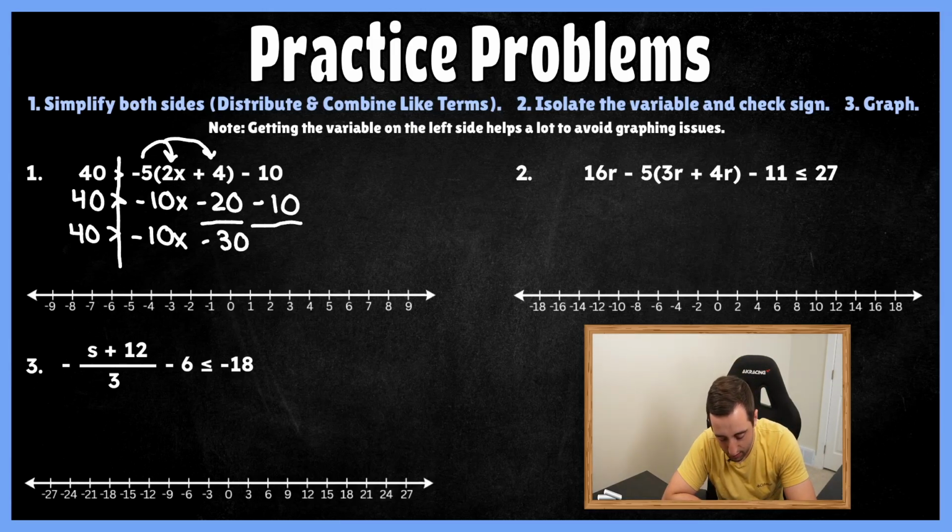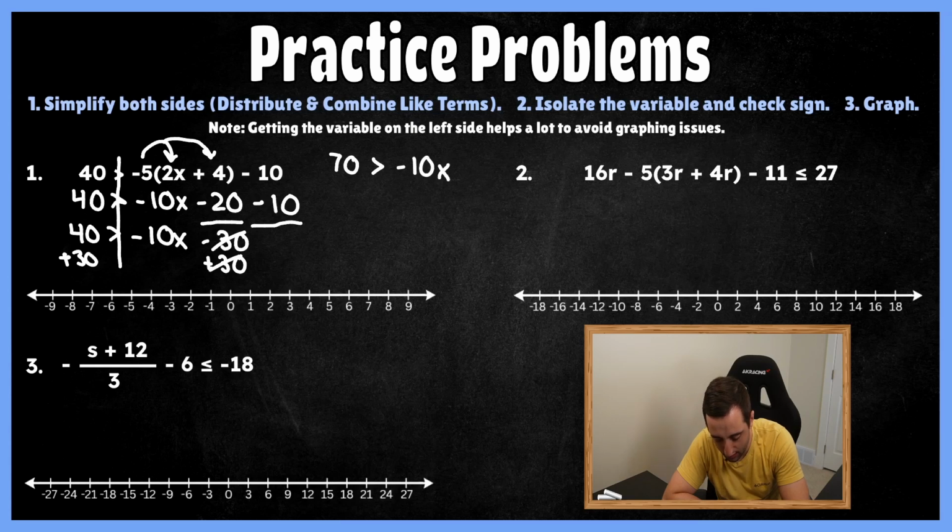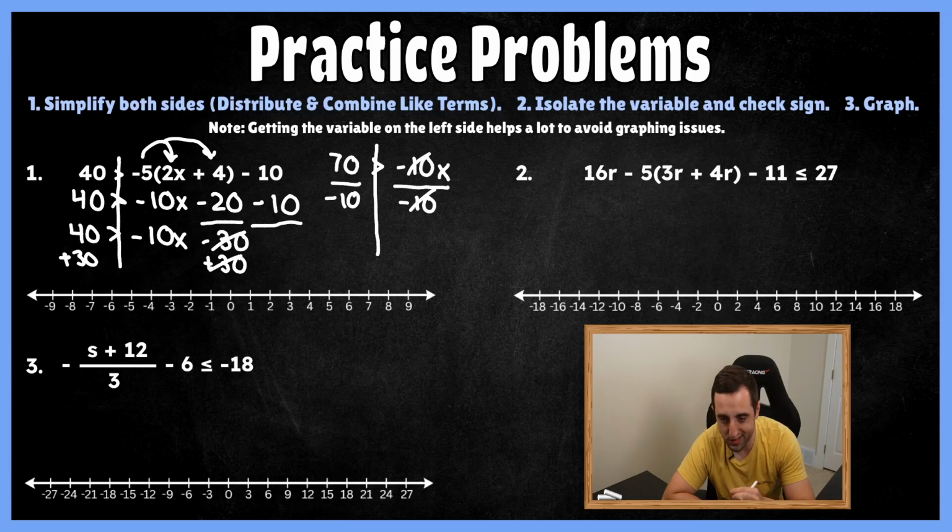So we're going to add 30 to both sides, because that's the one that's the furthest from the variable. So add 30. Cancels, cancels, and over here we're going to have 70 is greater than negative 10x. We'll draw that line again. And then to get x by itself, we want to divide both sides by negative 10. The negative 10s are going to cancel, but keep in mind we just divided by a negative number. So 70 divided by negative 10 is negative 7. Our sign needs to flip because we just divided by a negative. And we have x over here by itself.